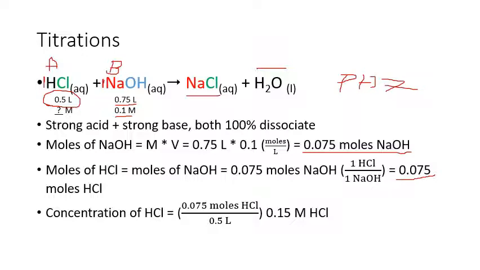So we divide the 0.075 moles of HCl by 0.5 liters, and it turns out that our acid had a concentration of 0.15 moles per liter. That's the concentration of the HCl of this sample here.